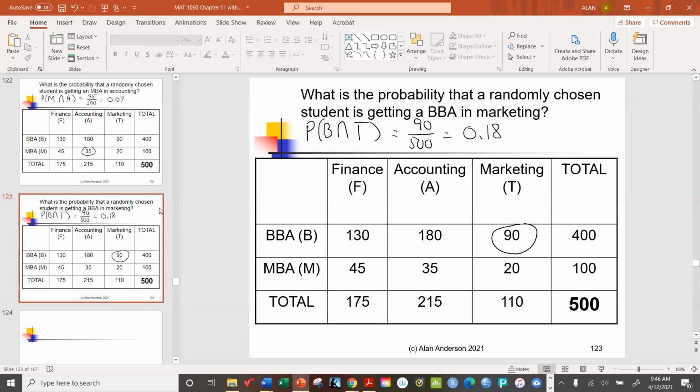Okay, so you can see they're all basically done the same way. What you're looking for is the intersection of those two characteristics, in this case, bachelor's degree in marketing. Whatever that number is, we divide now by the total number of students in the student body. And so we conclude that there's an 18% chance of randomly choosing somebody who's getting their bachelor's degree in marketing.